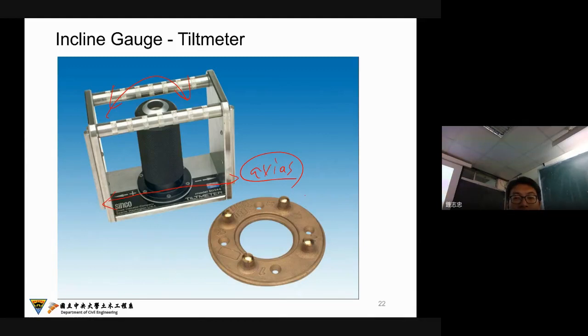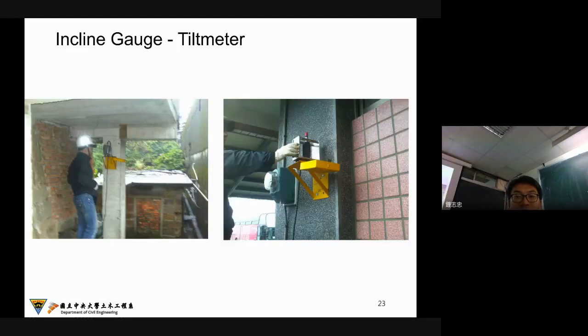Sometimes we can combine this with a plate. This plate can help you fix the tilt meter not only horizontally, but also in the X and Y directions. You can use it for the vertical and horizontal direction. So here you can find a typical measurement idea. If you look around, you may find equipment like this already installed on a wall.